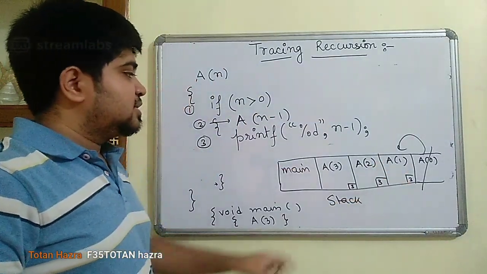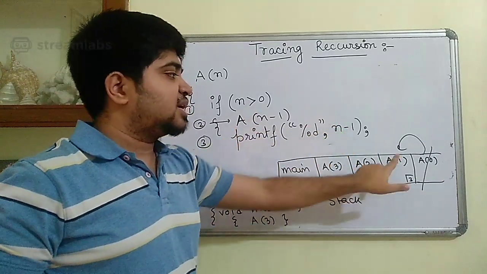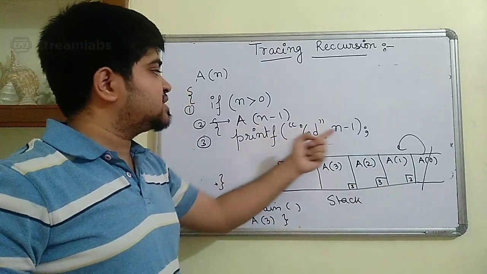A of 1, the third line is left to be executed, which is, it has to print n minus 1. Currently n is 1, so n minus 1 is 0.